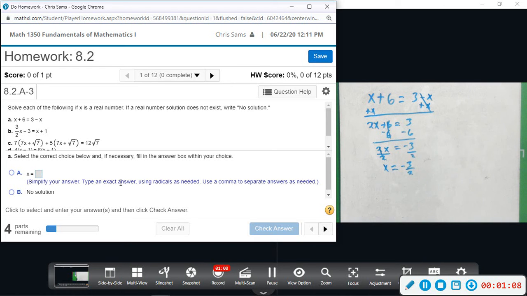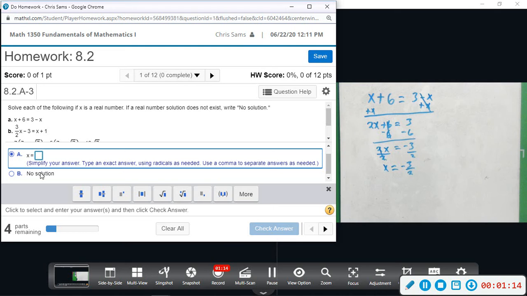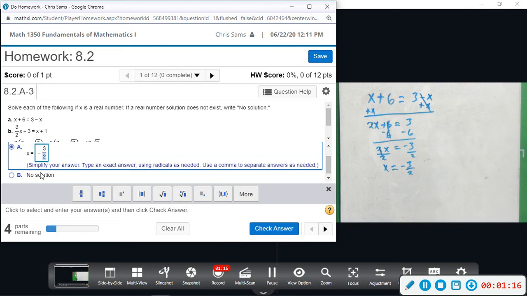So it says type exact answer using radicals as needed. So I'll just leave it as a fraction, negative 3 halves.